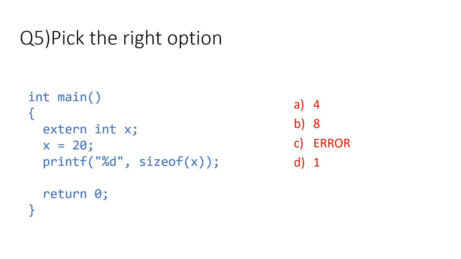This is the code, and these are the options. So what is happening in the code? extern int x. Okay, we have declared a variable x which is of type int and extern, and you have x is equal to 20, and you are going to print the size of x. So what is going to be printed? x is an integer variable, so definitely the size of integer is going to be printed, right?